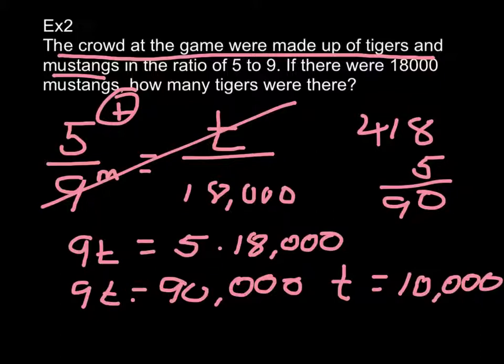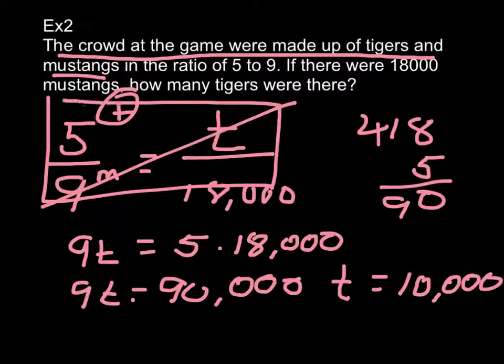So as you can see, we've talked about ratios, and then we've used two ratios to make up a proportion. And then to solve the proportion, we use what we call cross multiplication.